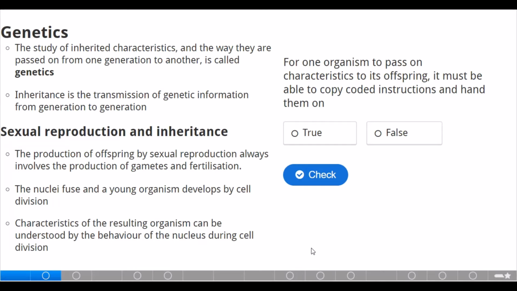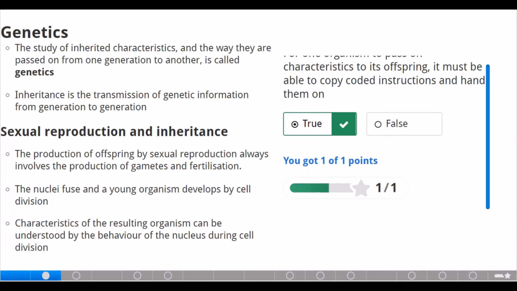Sexual reproduction and inheritance. Production of offspring by sexual reproduction always involves the production of gametes and fertilization. The nuclei fuse and a young organism develops by cell division. Characteristics of the resulting organism can be understood by the behavior of the nucleus during cell division. For one organism to pass on characteristics to its offspring, it must be able to copy coded instructions and hand them on. True or false? True.